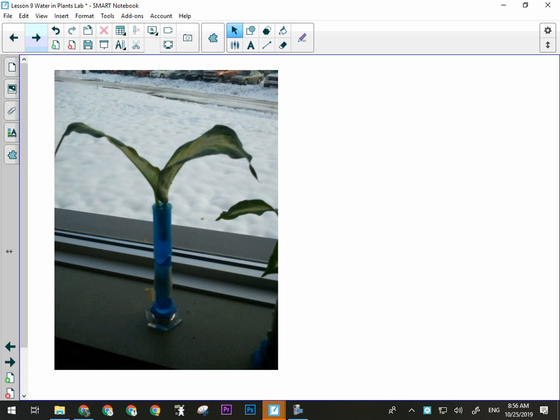So you're building that apparatus. It's not a difficult apparatus. Okay? You just have to be careful about cutting it and making sure you have everything ready and getting your correct starting volume of water. Okay? Those are kind of the keys.